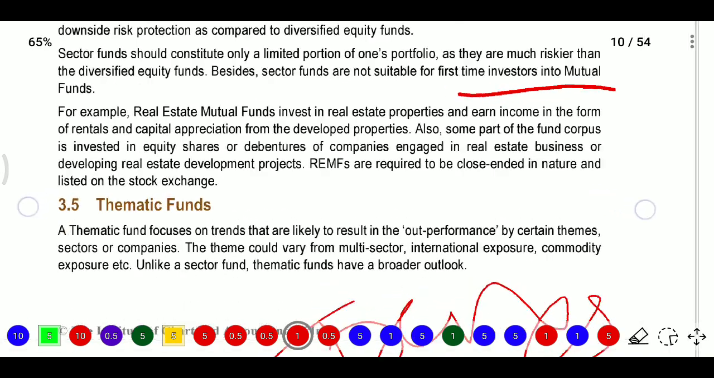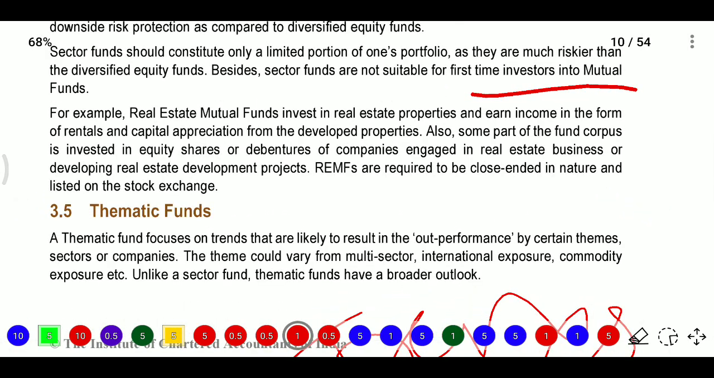For example, if you are in a real estate mutual fund, you invest in real estate properties and earn income in the form of rentals and capital appreciation from developed properties. Here also, some part of the fund corpus is invested in equity shares or debentures of companies engaged in the real estate business or developing real estate projects. So REMFs are required to be close-ended in nature.